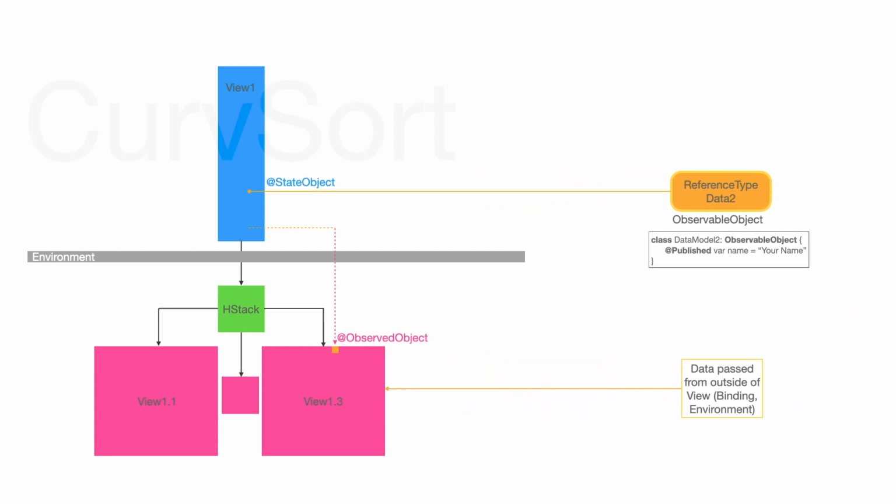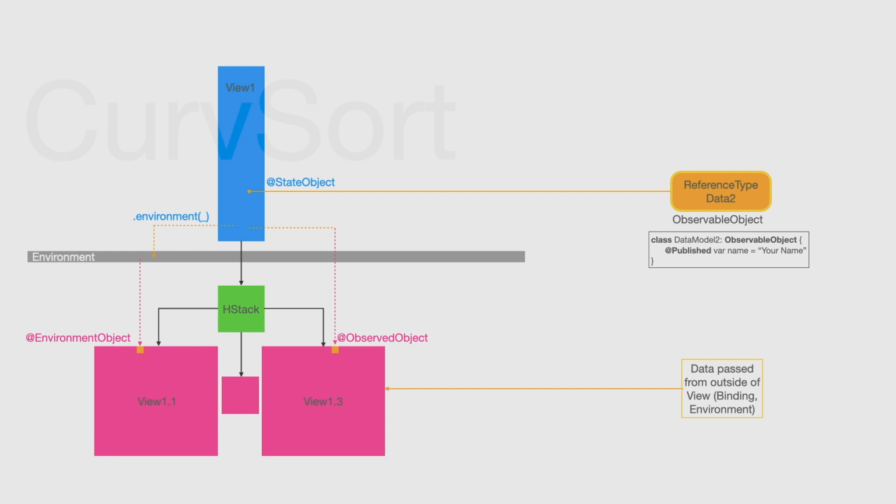To pass a state object directly into a child view, the child view uses @ObservedObject to receive that passed-in input. To pass a state object via the environment, the parent view uses the instance method .environment and modifies the environment. And the child view uses the property wrapper @EnvironmentObject to receive this value as input into the child view.